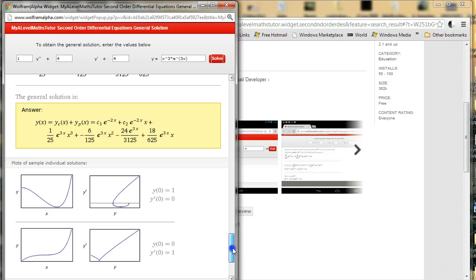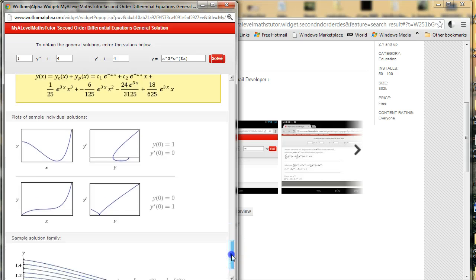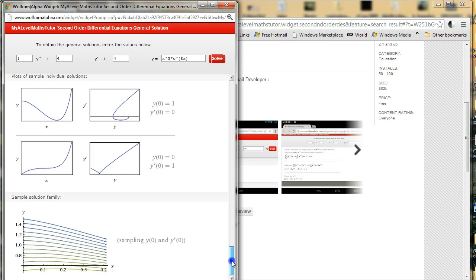If you want to find out the solution with initial conditions, then another of my widgets that I put up in Google Play will do the same problem, and you can input initial conditions as well. So I hope that helps a bit, Sudrajat. Here's a sample solution set from a plotting point of view as well.